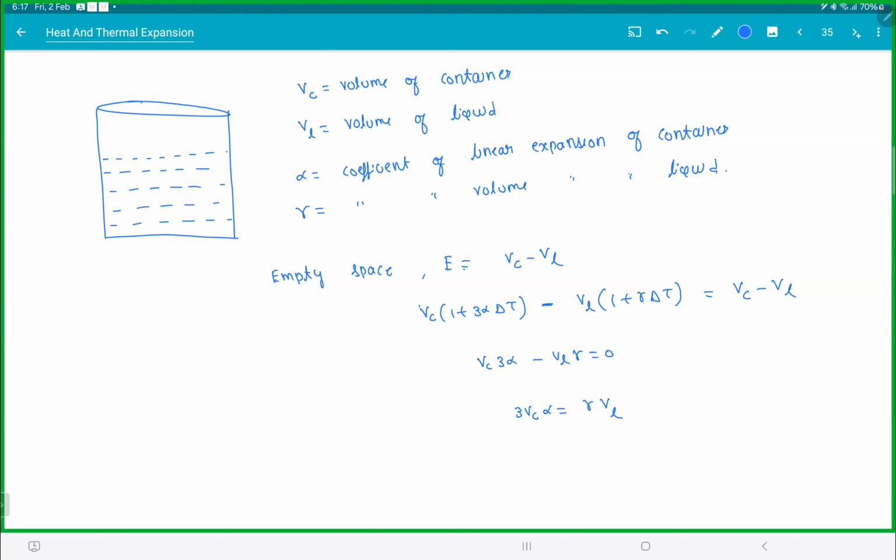Clear? Let's assume the temperature changes by delta T. Find the new container volume. Find the new liquid volume. The difference should be equal to the initial difference. That's it. There's nothing there. It's an easy one. Mostly a mains, maybe easy level, question this is.